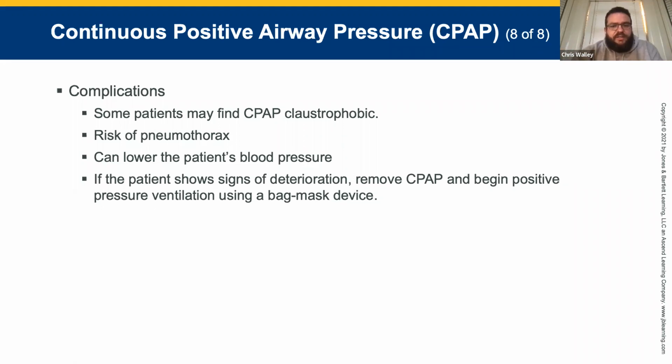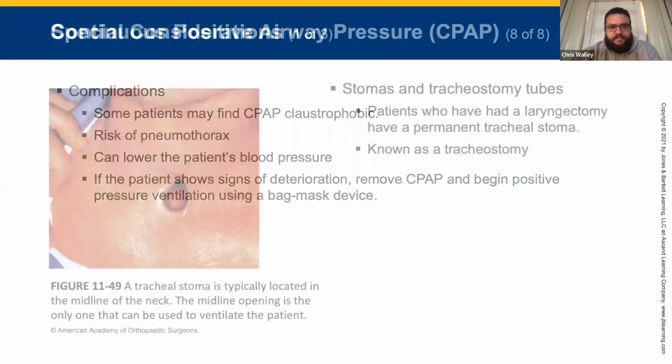If the patient shows signs of deterioration, remove the CPAP and begin positive pressure ventilation using a BVM. And you want to attach to a high flow oxygen. So again, we're still going to be using it, but now if the patient can't tolerate it, we're going to take that off. We're going to put a bag valve mask on, and we're going to breathe for them. And it's going to be hooked up to the 15 liters a minute. It's just a completely different device, but we're still trying to deliver oxygen.